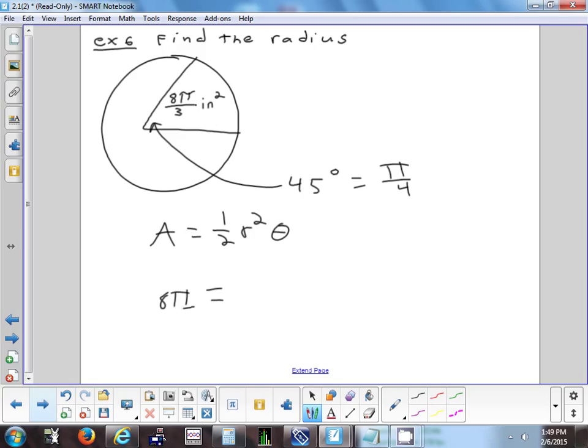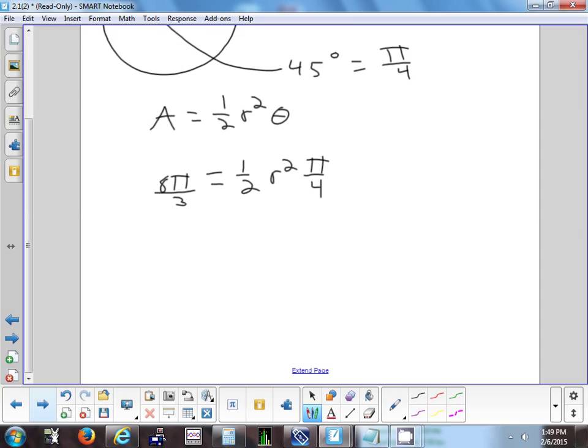So 8 pi over 3 equals 1/2. I don't know r, but I do know theta is pi over 4. Okay, and there's a few options here. You could try to combine this 1/2 and pi over 4 together. Or we can just start moving things one at a time to the other side. Let's do it that way. Let's start with pi over 4. Okay, remember, this is all multiplied together.